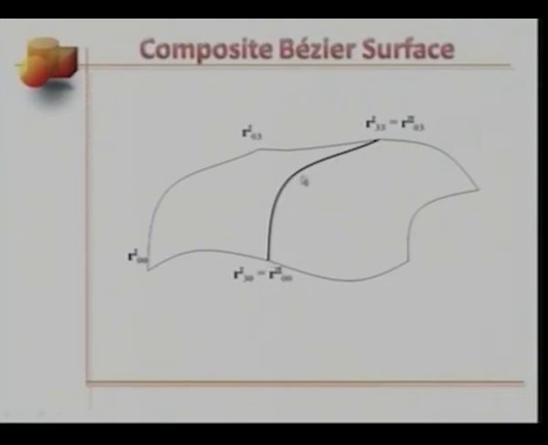We'll talk about this common boundary in a while. For the second patch, this corner point here is R30, and this point here is R33. Patch 1, patch 2. This corresponds to the u direction. This one here corresponds to the v direction.